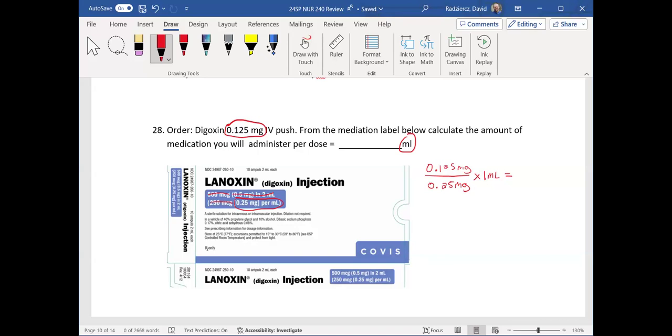I'm not personally a big fan of that because it just seems like it creates more distraction, but it is what it is. And then you would just plug that into your calculator: 0.125 divided by 0.25, and then you're going to get 0.5 mL.